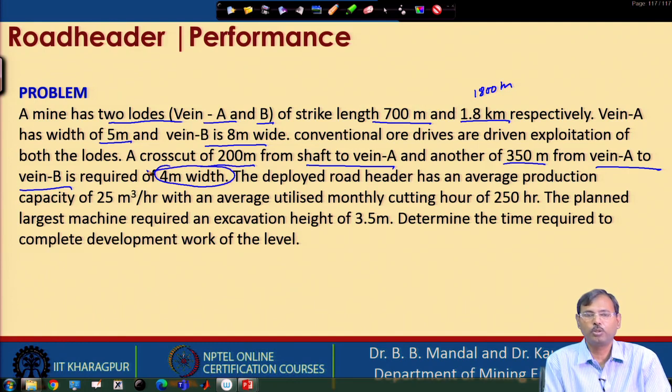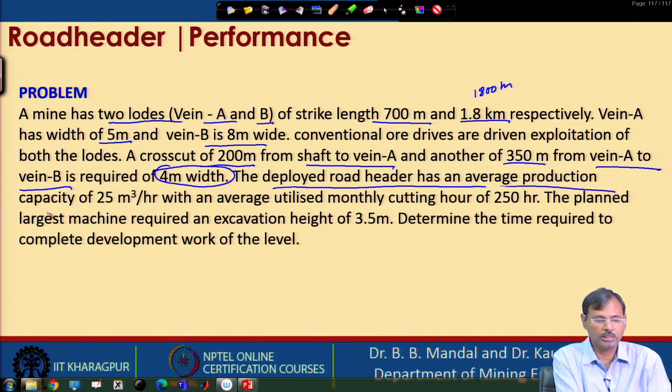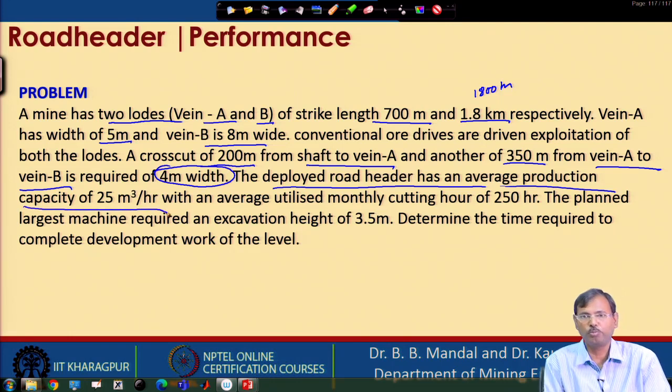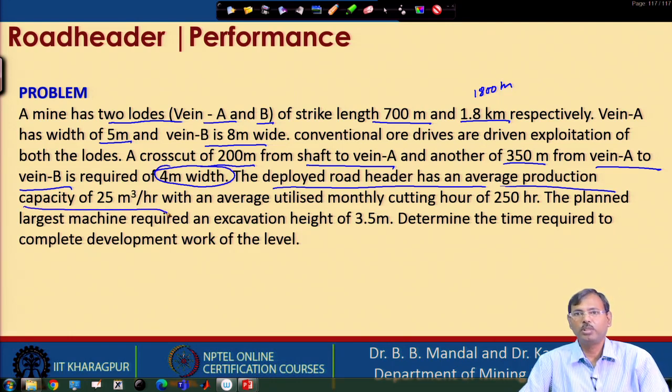Why is this considered 4 meter width? Because 4 meter width is essential for the plying of the largest size machine. So, that is why the 4 meter width of the road headers is considered here. Now, we have to deploy a road header which has an average capacity of 25 meter cube per hour. So, this 25 meter cube per hour is considered the capacity of the cutting of the road header, considering the 50%. In the previous case we considered the 50% efficiency.